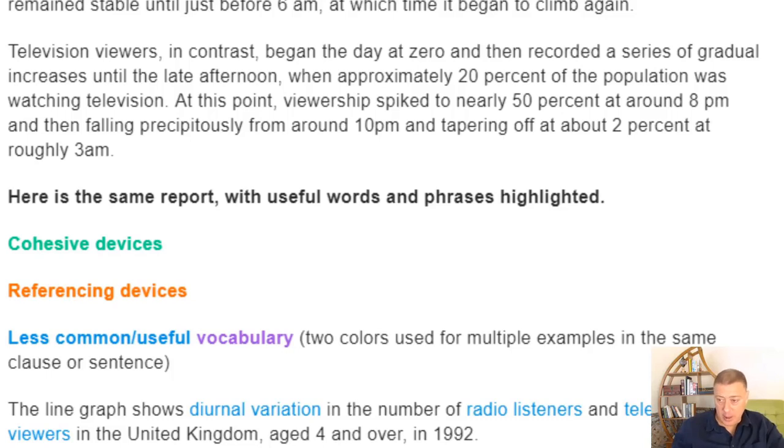numbers. So one example, if you look at the paragraph on television viewers, it began the day at 0, there's a number, recorded a series of gradual increases until the late afternoon. So I haven't given figures for that, when approximately 20% of the population was watching television. So I've given you the specific figures of starting at 0 until the late afternoon when approximately 20%. And the way they got from 0 to 20 was a series of gradual increases. So again, you don't have to use numbers for every single point, but use them consistently and clearly to give a clear picture of what's presented in the graph.